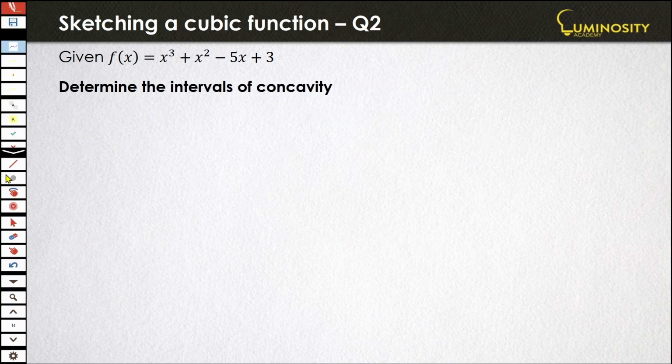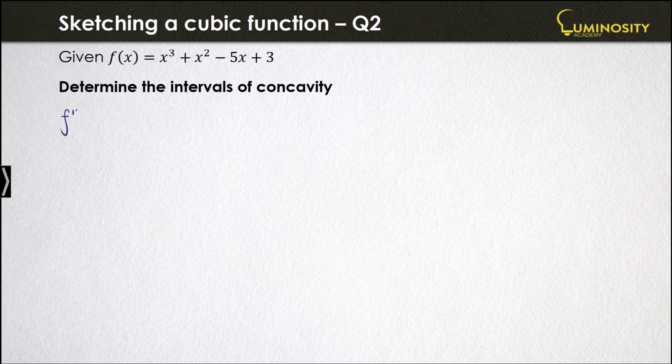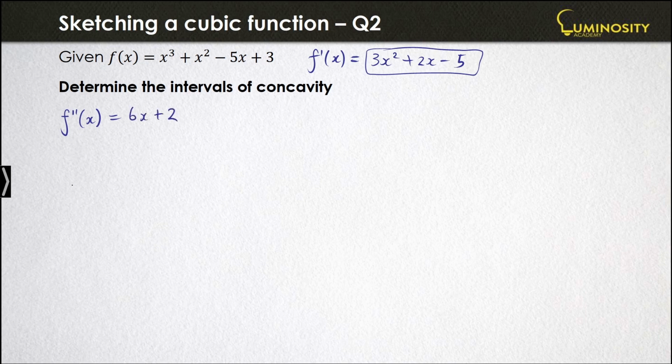Intervals of concavity. Now let's recall, for concavity you need the second derivative. The first derivative was given up here as 3x squared plus 2x minus 5. Now for the second derivative, we take the derivative again of this expression. That's going to give you 6x plus 2. For concave up, the property algebraically is the second derivative must be greater than 0. So that implies that 6x plus 2 is greater than 0.